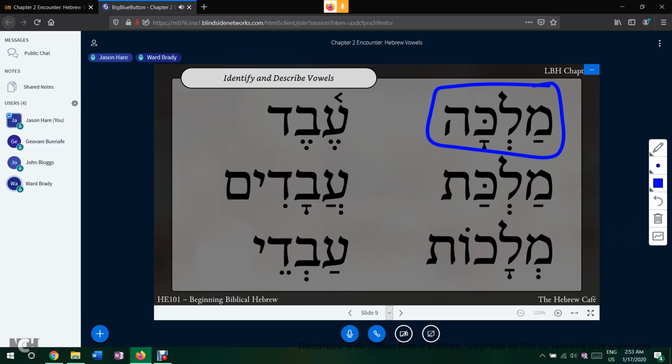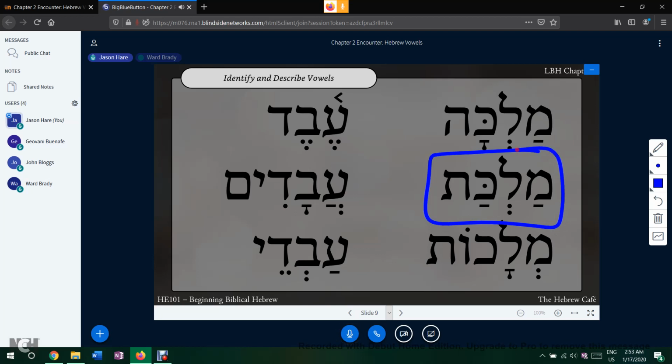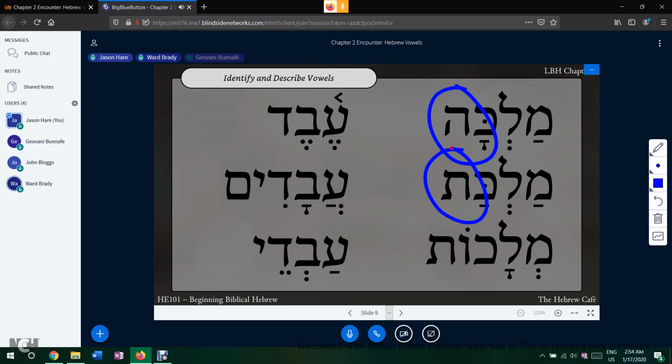Malka is the feminine, queen. This is like the queen of Sheba or the queen of Egypt. Malkat Mitzrayim is the queen of Egypt. So the A vowel becomes at in order to join it to the next word. So Malka is queen, Malkat Mitzrayim, the queen of Egypt.